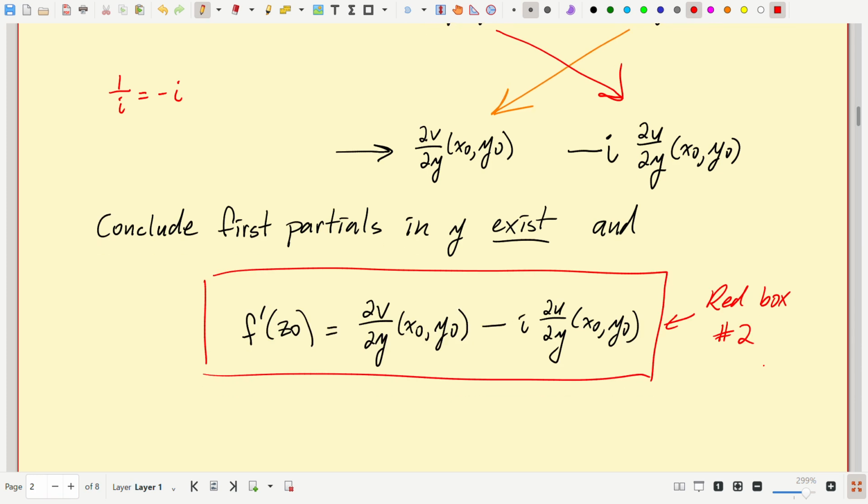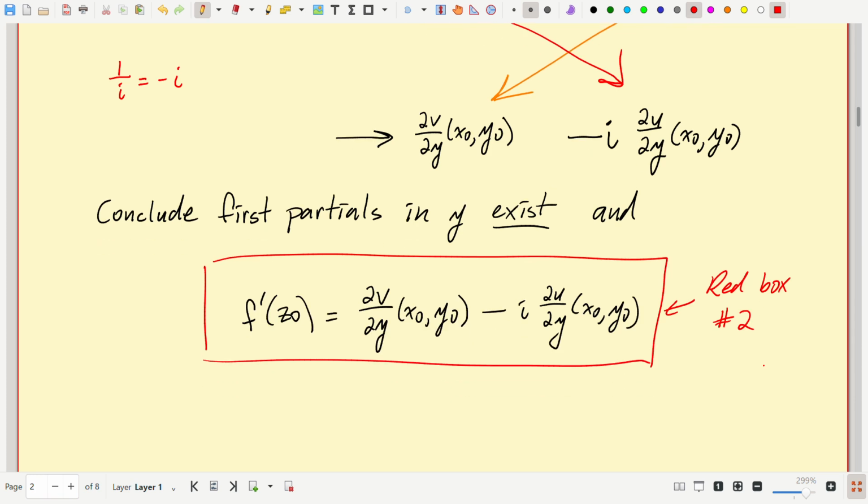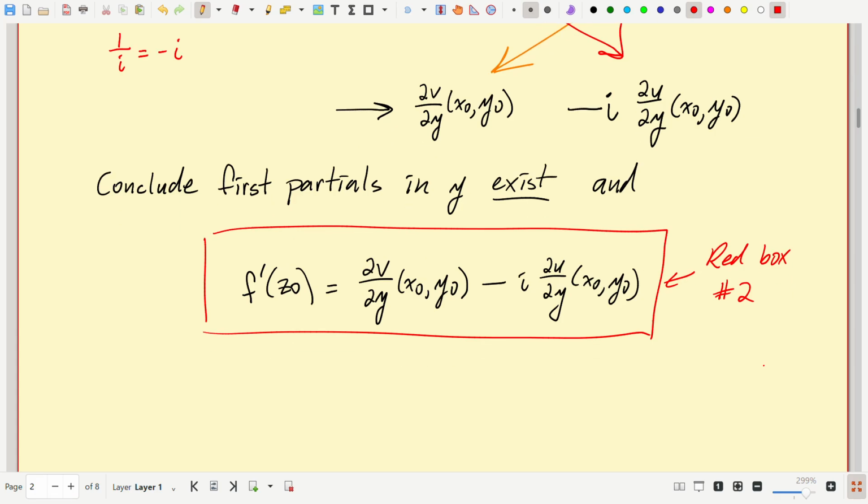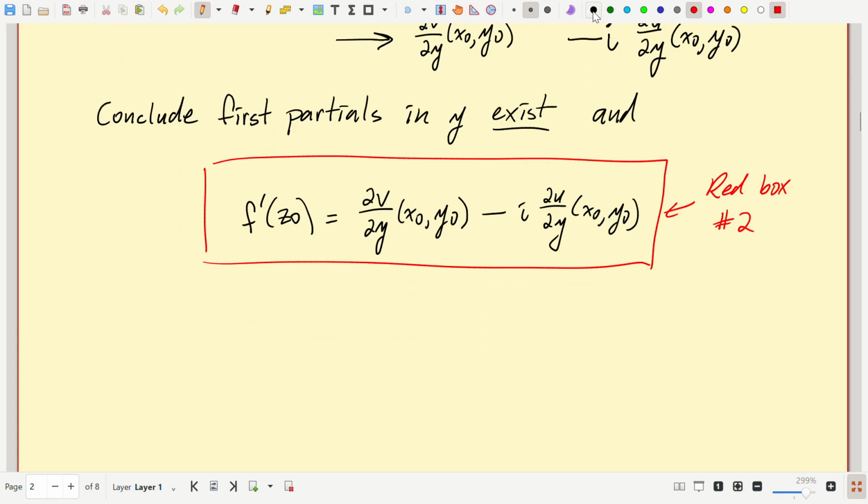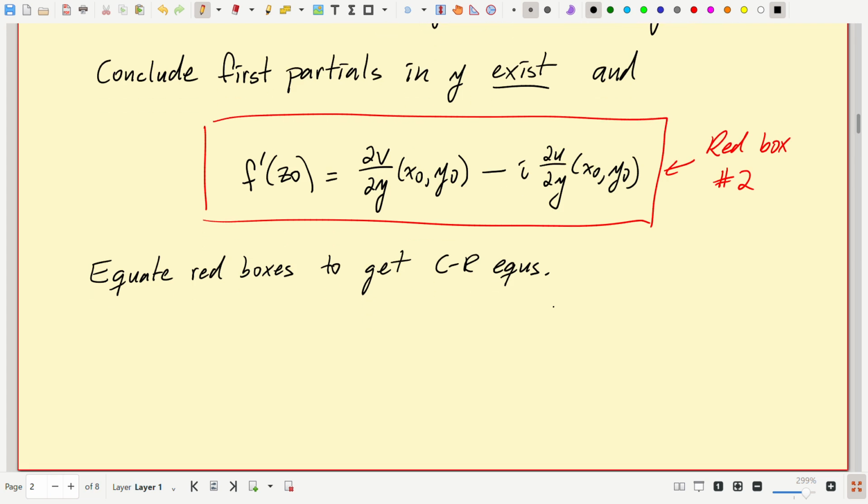The Cauchy-Riemann equations come from equating those 2 red boxes. The real parts would give me the first equation, and the imaginary parts give me the second equation. So last step, equate the red boxes to get the Cauchy-Riemann equations. That's all there is to it. So I guess I should call this a theorem.